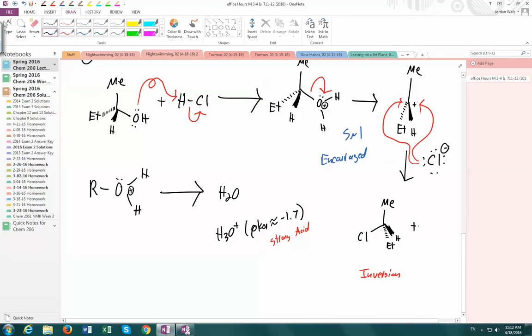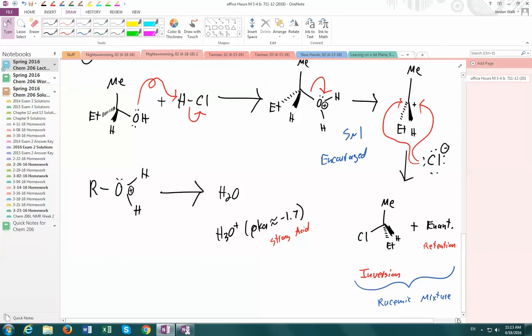Of course, we could also have plus what? Yeah, we could have plus enantiomer. So that would be our retention product. And so these two things together would form what? Yeah, so this would be a racemic mixture. All right, so that's a possibility. We can protonate our alcohol. Chances are we'll go through an SN1 mechanism, which isn't ideal because we have a racemic mixture that can form.